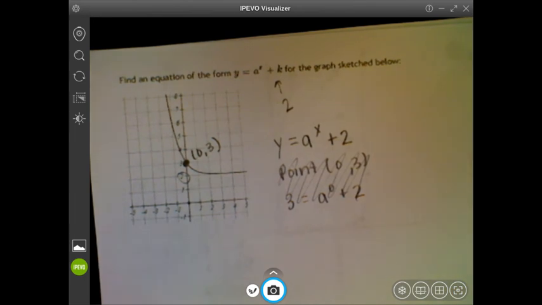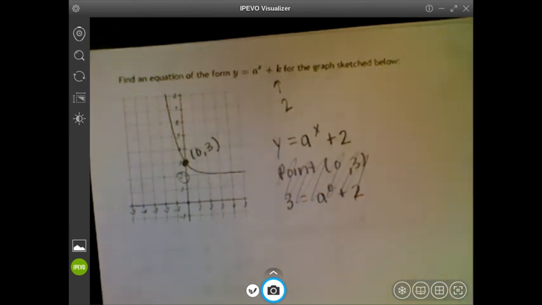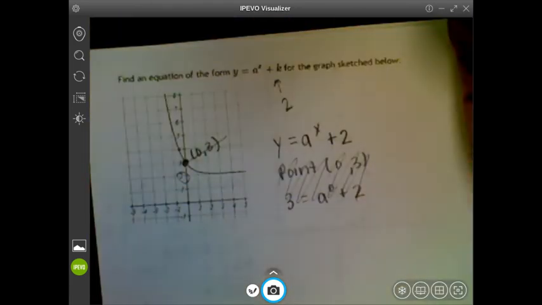It could be 8, it could be 20, it could be negative. We don't really know, because anything to the 0 power is 1. So that's not super helpful. We need a different point. So this point wasn't useful.